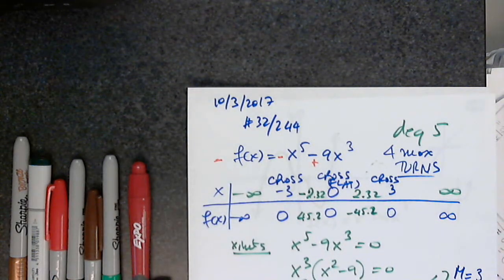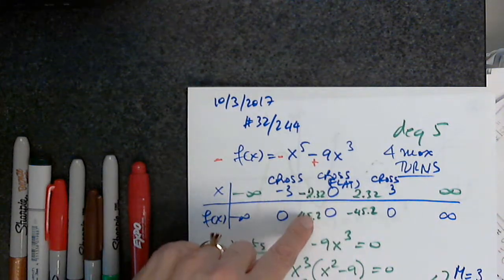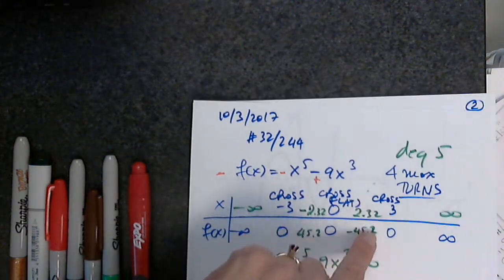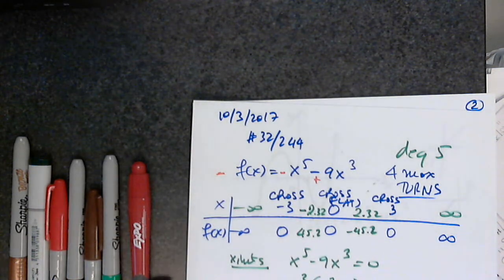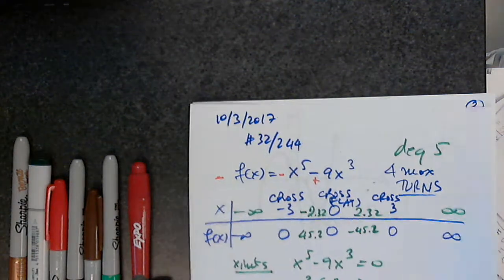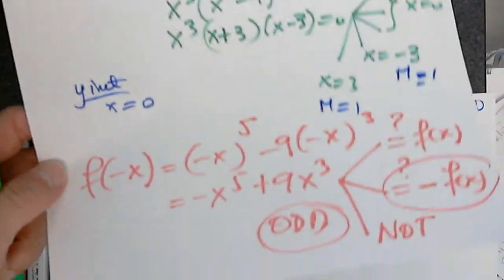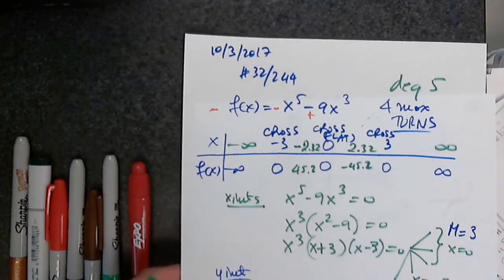I can do this only because the function is symmetric. Otherwise, I can't. If the function is not symmetric, I cannot figure out the minimum without determining it. But because it was symmetric, I knew that this point and this point have to be symmetric over the origin. See, the first time it took us 20 minutes. Now this one is just 5 minutes.